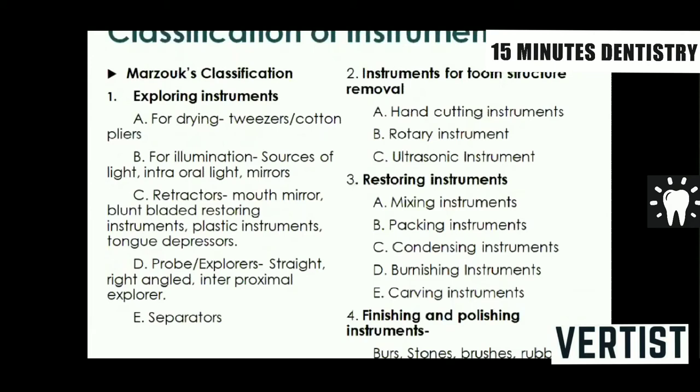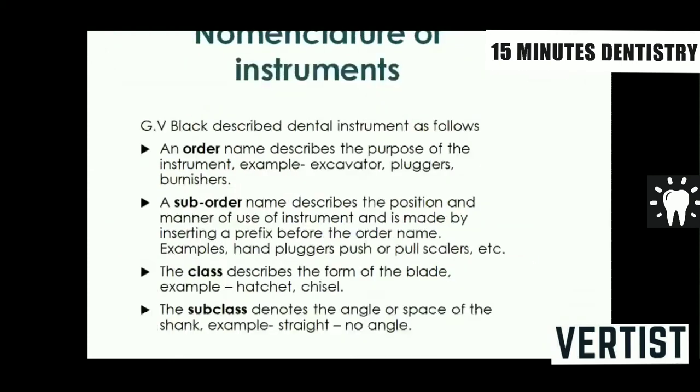The second set is instruments which are required for tooth structure removal, that is preparation of the tooth, be it for any kind of restorative material. It is again divided into A, B and C, that is hand cutting instruments, rotary instruments and ultrasonic instruments. Then we have the third set, that is all restoring instruments: mixing instruments, packing instruments, condensing instruments, burnishing instruments and carving instruments. And the fourth is finishing and polishing instruments.